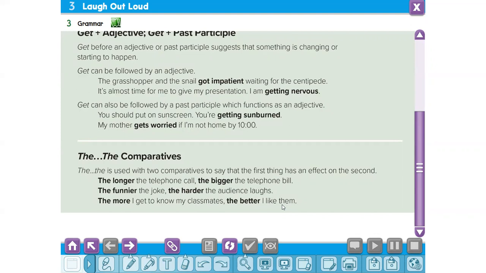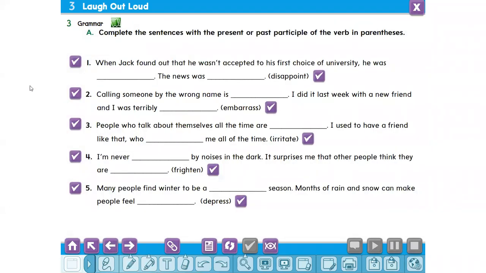Okay, my friends, is it clear, my friends? Yes, teacher. Tomorrow, I'm going to re-explain these points using the Microsoft Whiteboard, okay? But now let's move to exercise A on page 36. So don't worry, my friends. I'm going to re-explain. No problem.